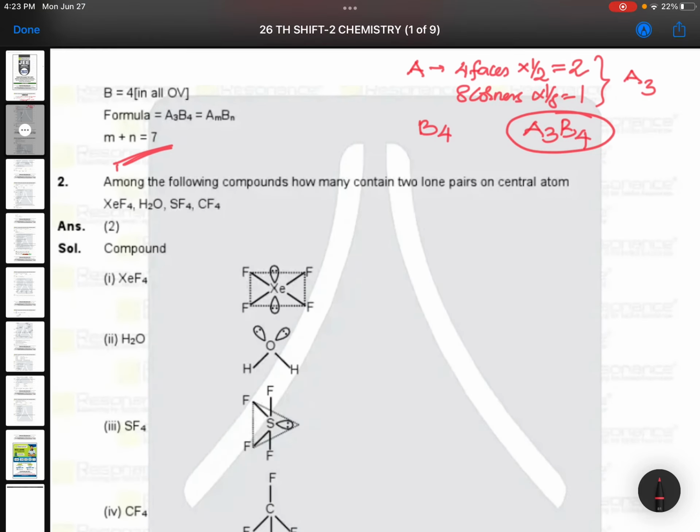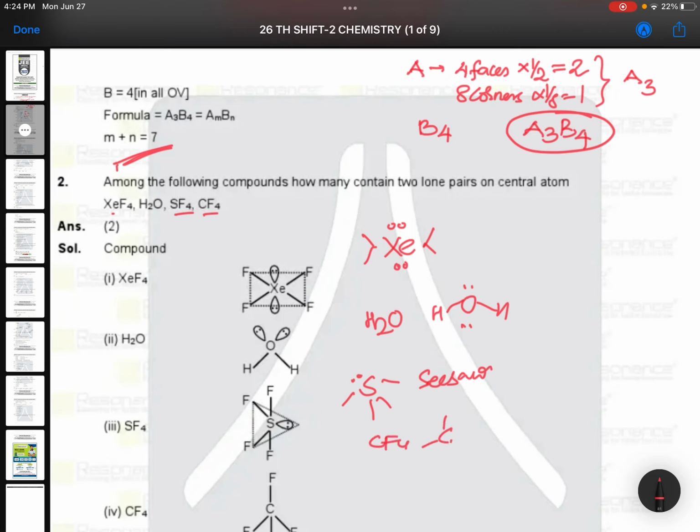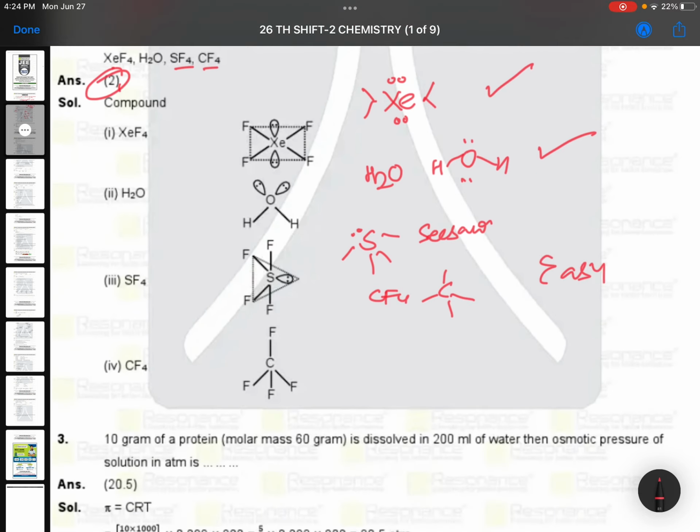Among the following compounds, how many contain 2 lone pairs of electrons on the central atom? XeF4, H2O, SF4 and CF4. XeF4 is having 2 lone pairs, remaining 4 bond pairs. H2O has 2 lone pairs. SF4 has 1 lone pair, this is seesaw shape. And CF4 has no lone pairs, as you know carbon valency is 4. So the answer is 1 and 2. Simple question, easy question only. I consider this as easy.